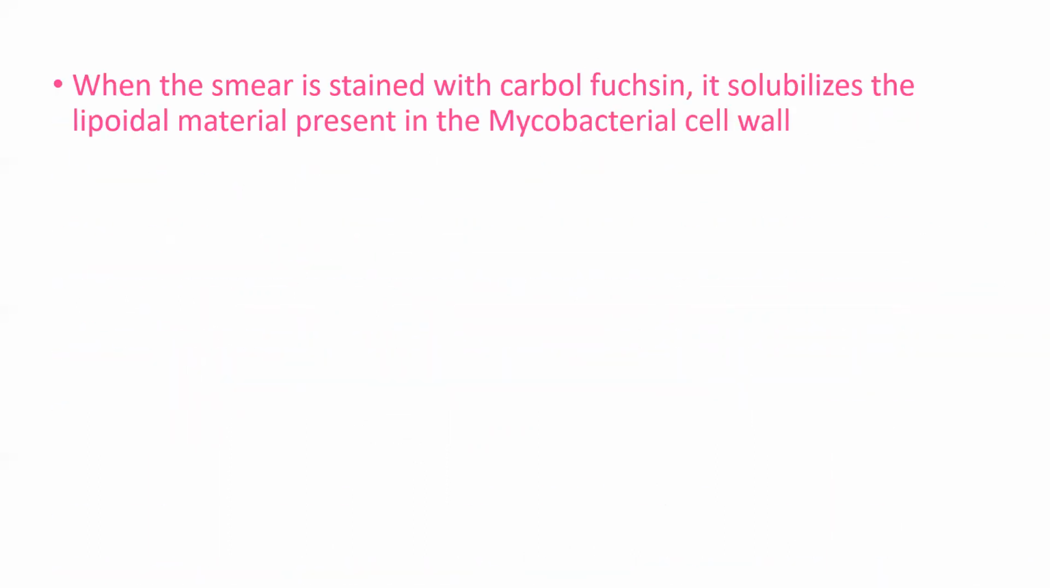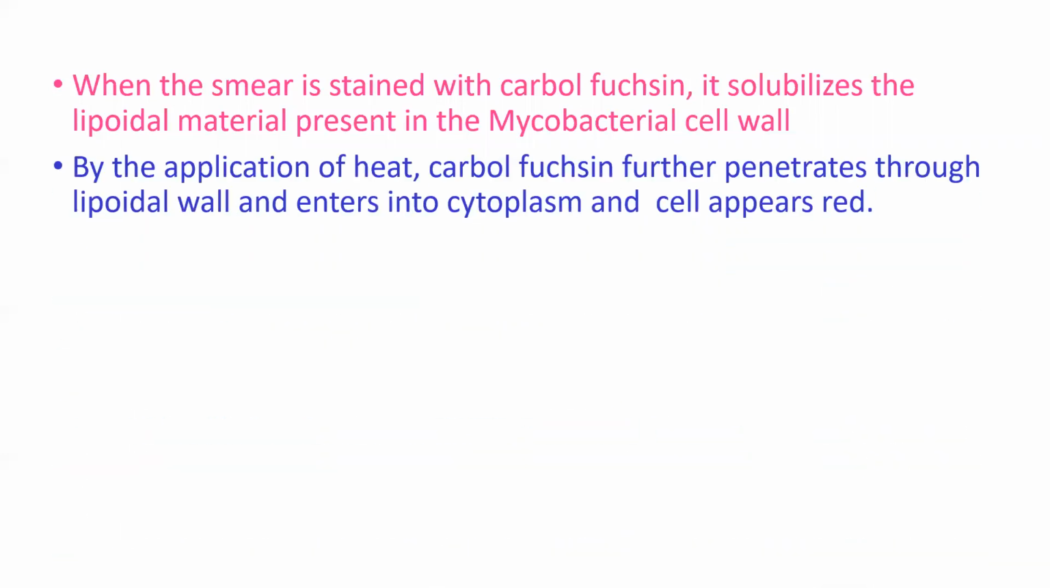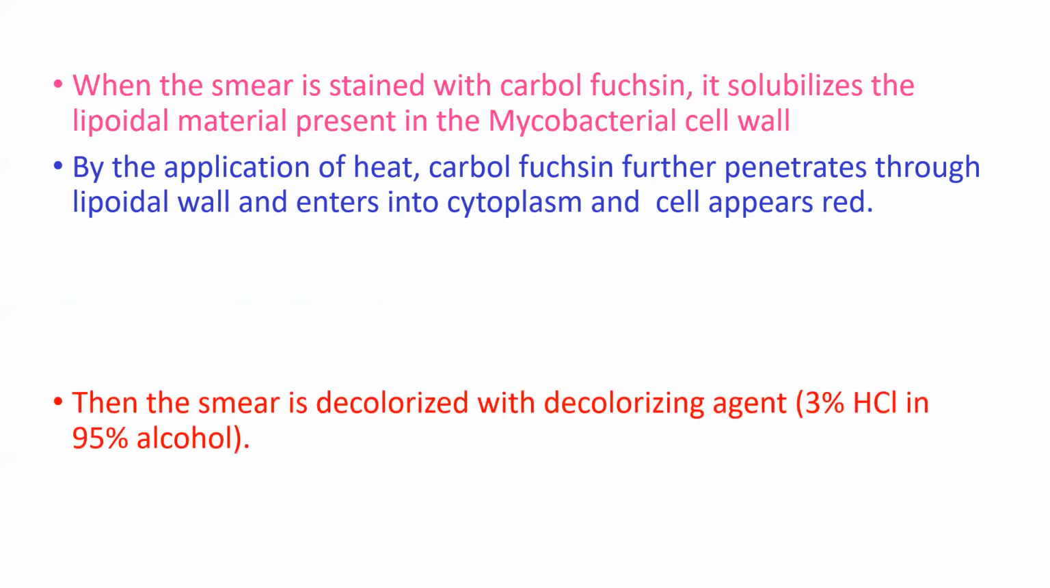When the smear is stained with carbol-fuchsin, it solubilizes the lipoidal material present in the mycobacterial cell wall. By the application of heat, carbol-fuchsin further penetrates through the lipoidal wall and enters into the cytoplasm, and the cell appears red.